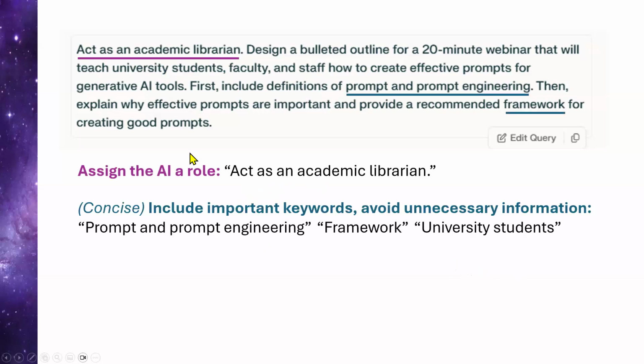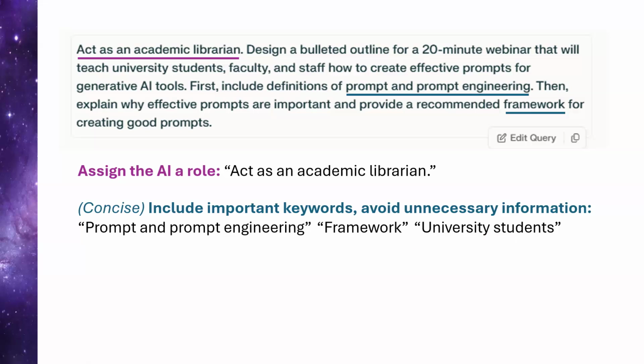Number two, to make my prompt as concise as possible, or the C in CLEAR, I tried to focus on important keywords, which for me, I thought, would be prompt and prompt engineering. I knew I wanted to show you all a framework of some kind, so I included that in my prompt. And I also included words like universities, students, faculty, and staff to give the AI more context about my audience. As much as possible, I tried to avoid unnecessary information.